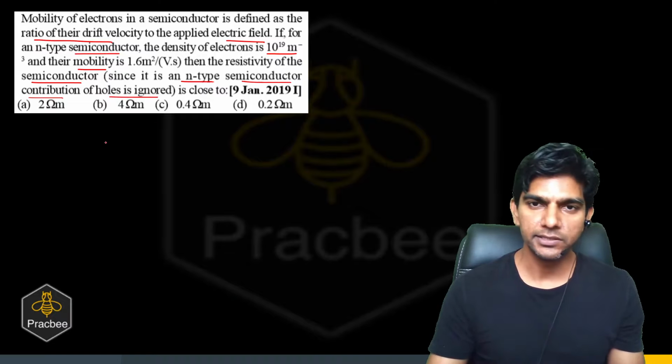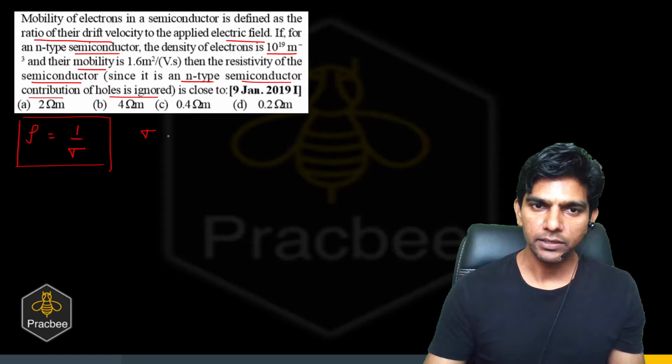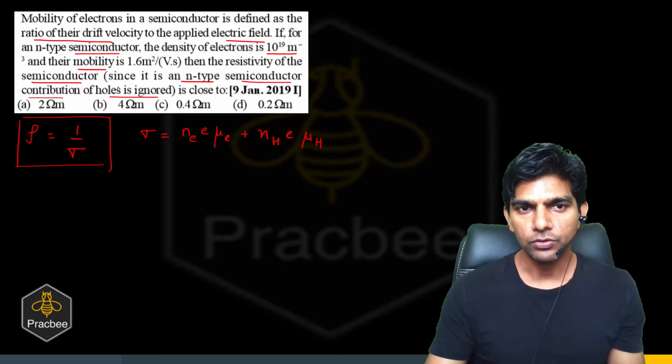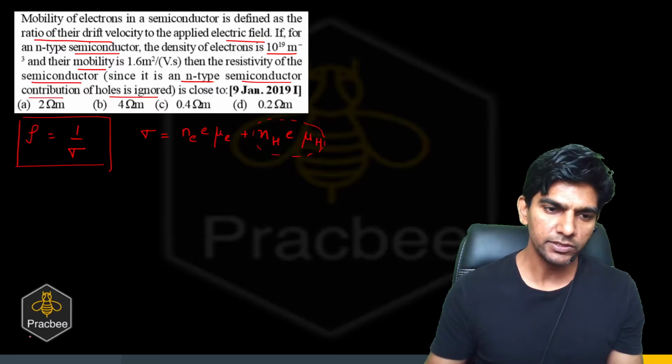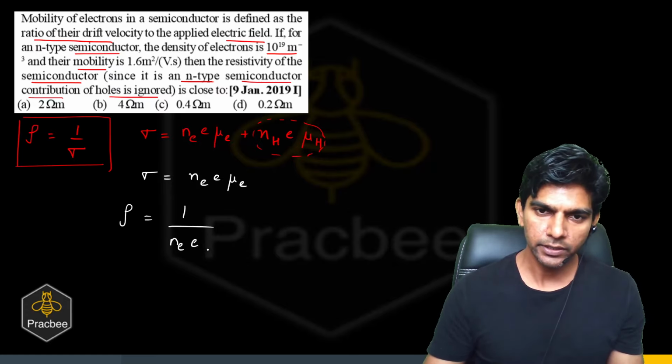So we need to find the resistivity of the semiconductor, and resistivity is the reciprocal of conductivity. So we should remember this. And we know that conductivity of a semiconductor is given by n_e e mu_e plus n_h e mu_h. And we know that in the question we have clearly mentioned that we should ignore holes. So we can take this second term to be 0. If the second term is 0, we'll have sigma as n_e e times mu_e, and we can say resistivity will be 1 upon n_e e times mu_e.